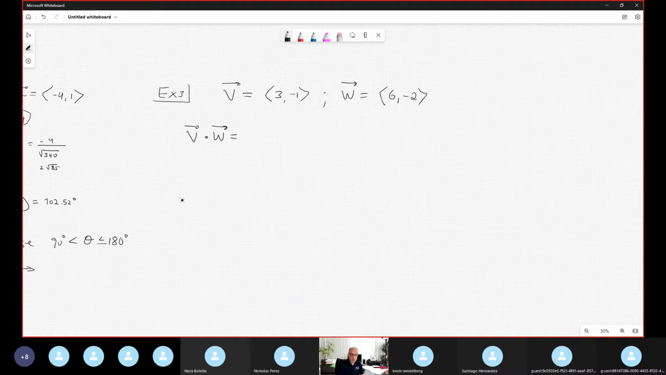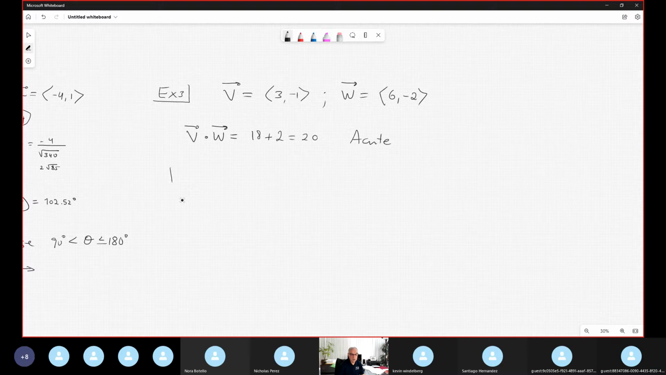Okay, this is 18, 3 times 6, 18. And -1 and -2 together is +2, so it's 20. Sorry, it's 2. Positive 2. And the answer is 20. So that indicates the angle is acute, maybe, no? Acute. But let me finish finding the actual theta.